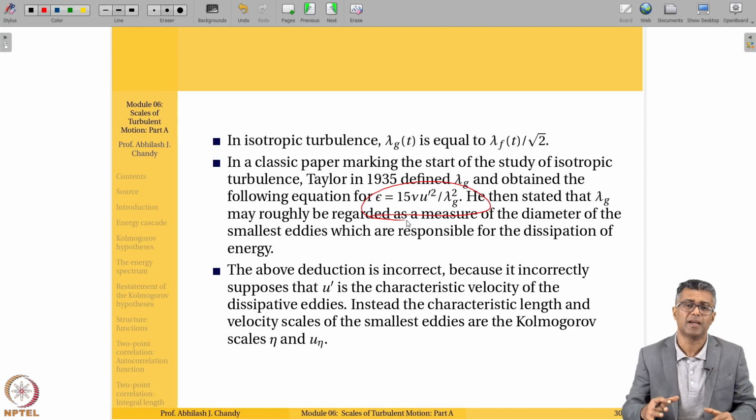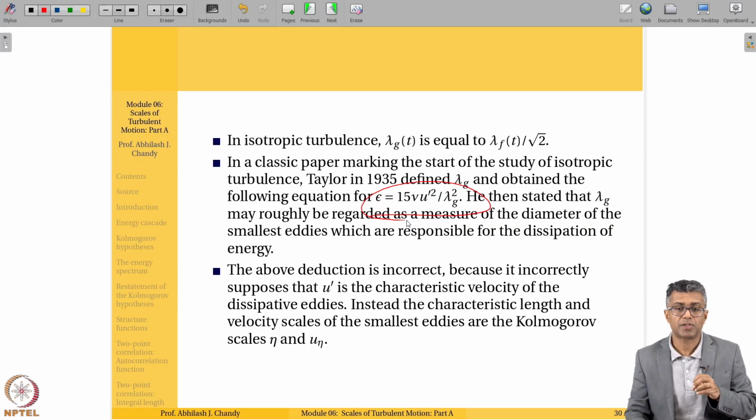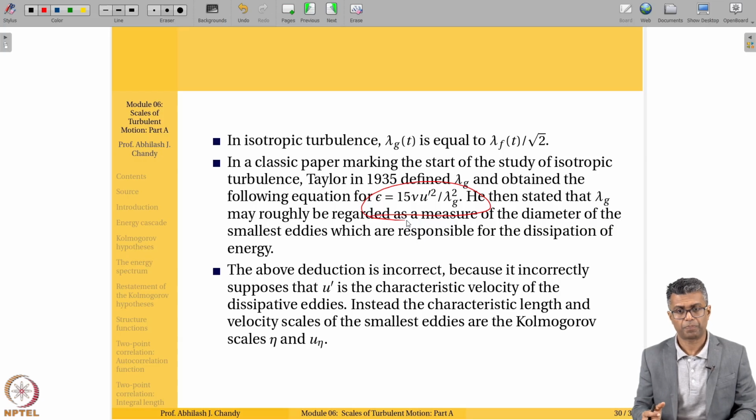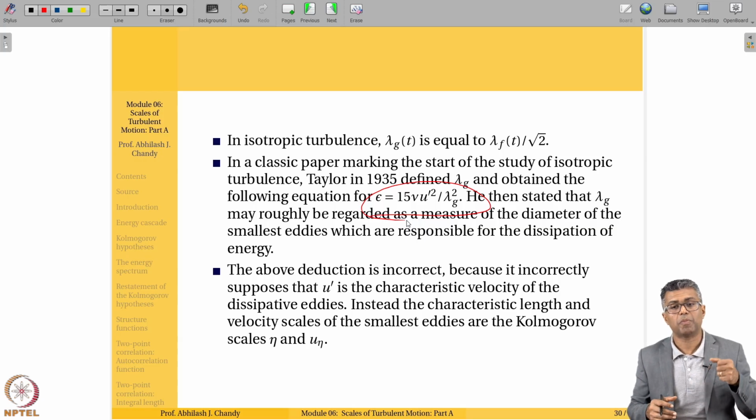So it is again on the small scales and is responsible for the dissipation of energy. It is just another scale which is not the same as the Kolmogorov microscale, but it is of comparable order as the Kolmogorov scale. Now, what he said was that lambda g may be regarded as a measure of the diameter of the smallest eddies which are responsible for the dissipation of energy.